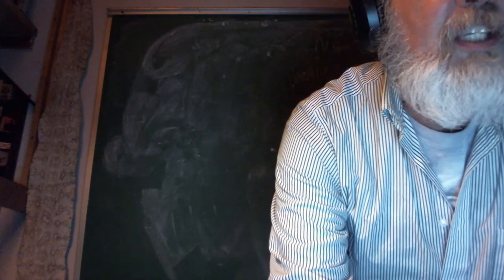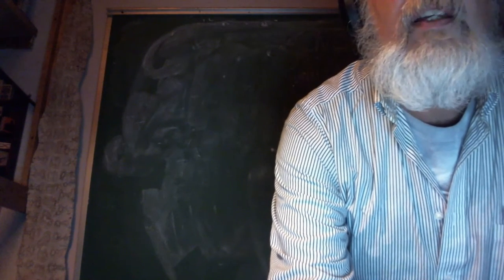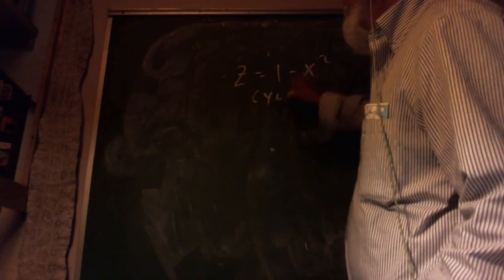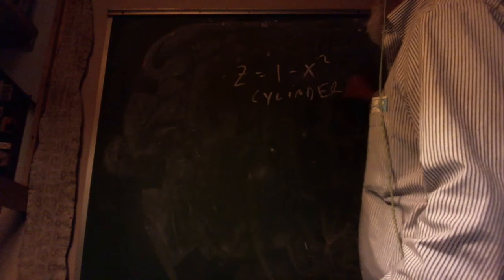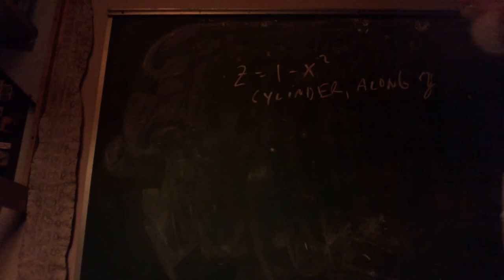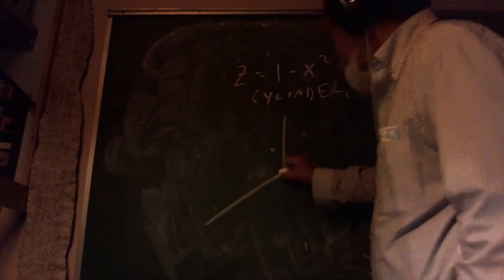All right, I think there's a couple of surface problems to do, and I got to get them on my screen here. Hang on a second. All right. I got z equals 1 minus x squared, and then a sphere. Okay. Z equals 1 minus x squared. So this is a cylinder, and it goes along the y-axis because the letter y is missing.